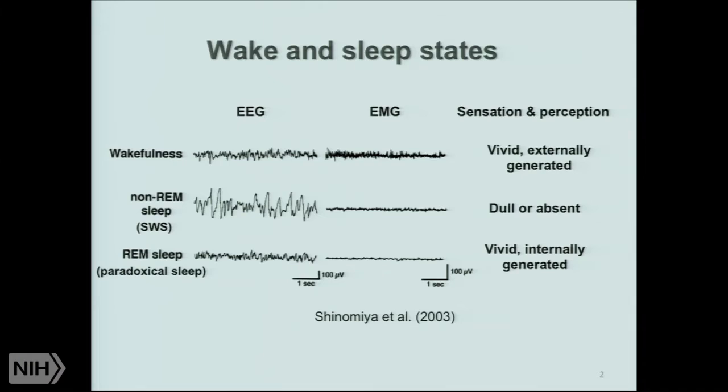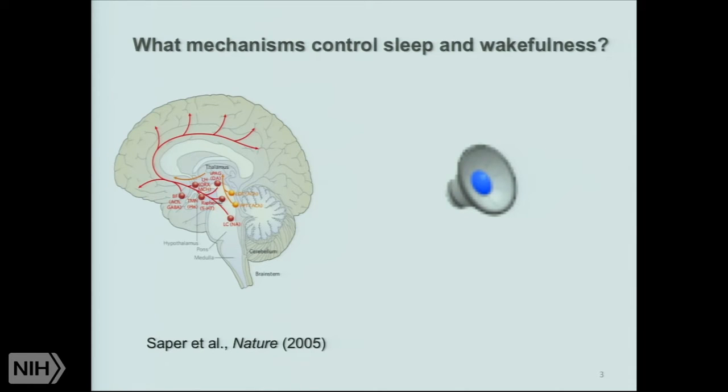But the EMG shows a complete lack of muscle tone. So this is the so-called muscle atonia or REM paralysis. And this is the state when we have vivid dreams. And so the idea is that the desynchronized EEG, the wake-like EEG, is what allows us to have this sort of vivid mental experience, but the muscle paralysis can prevent us from acting out our dreams. So the question that we have been focusing on is what mechanisms control sleep and wakefulness.